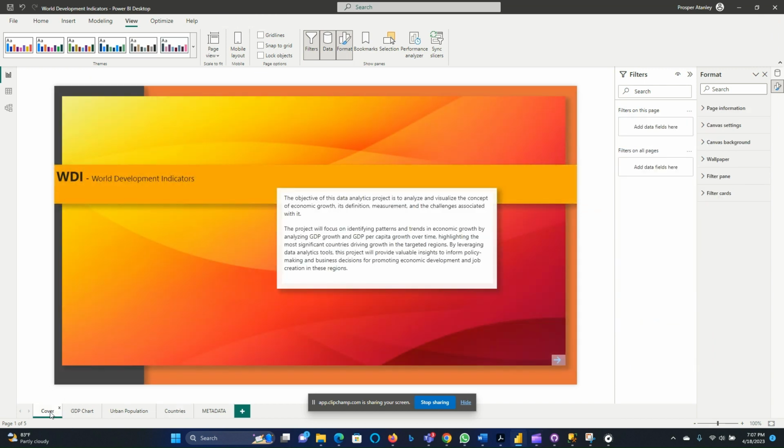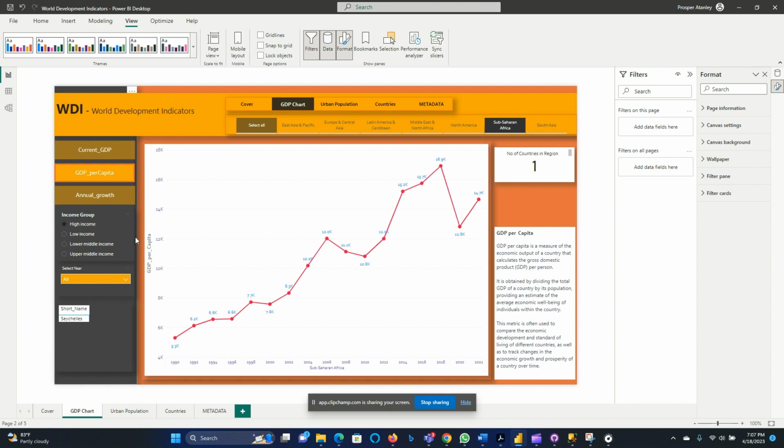I'm going to start from the cover page. As I said earlier, this is the economic growth and the impact that it has on the countries and their population. We're going to move to the first page. I have three indicators here with their charts. The current one is the GDP per capita. That's what we're going to focus more on.